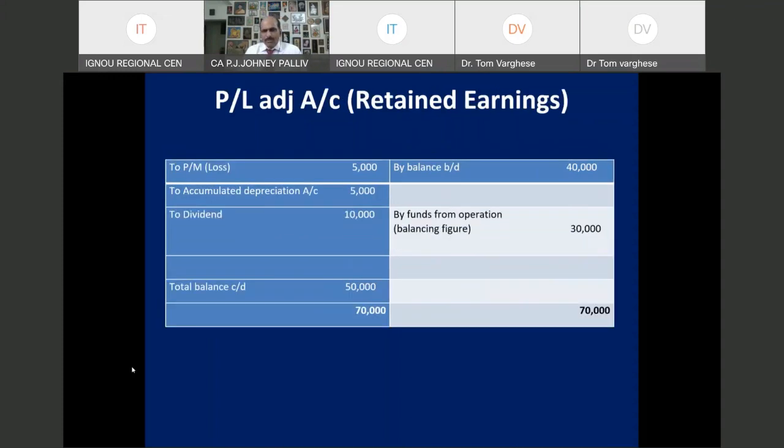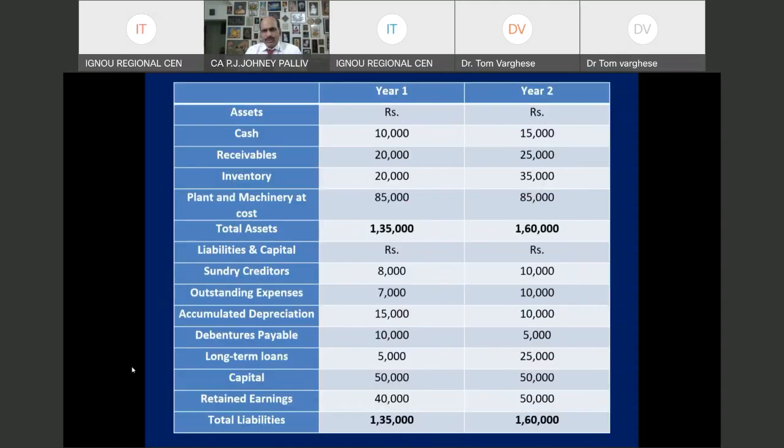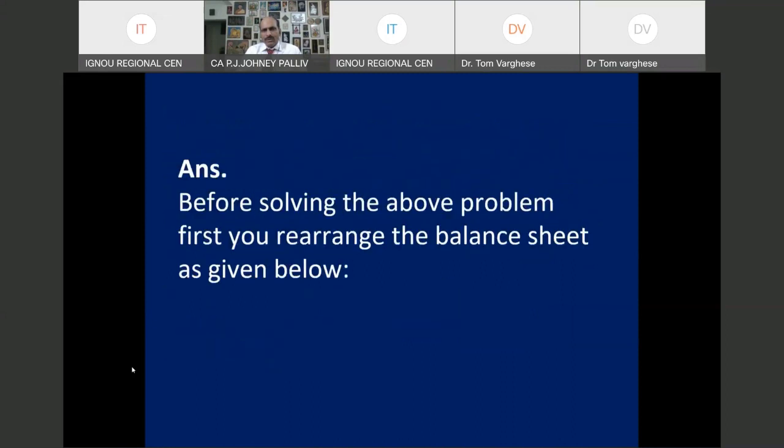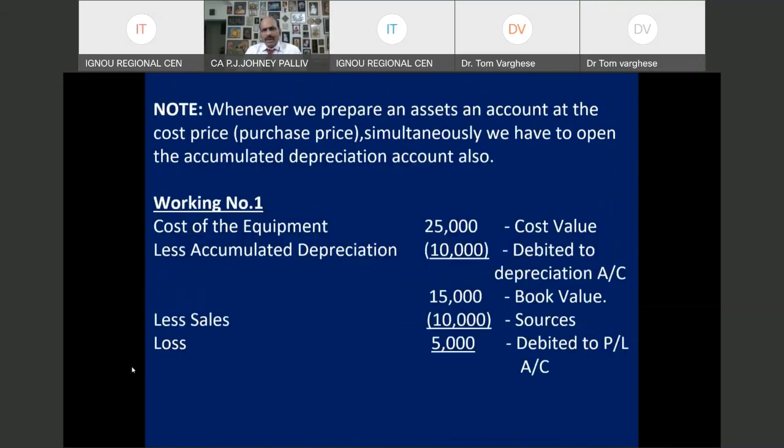Therefore, what I am trying to say is, in the question they say 25,000 worth of machinery, accumulated depreciation 10,000, sold for rupees 10,000, which means there is a loss of 5,000. So this 5 plus 10 plus 10, 25, is shown in the accounts, and this 10,000 is shown as sale of machinery, which is reflected in the source of funds.